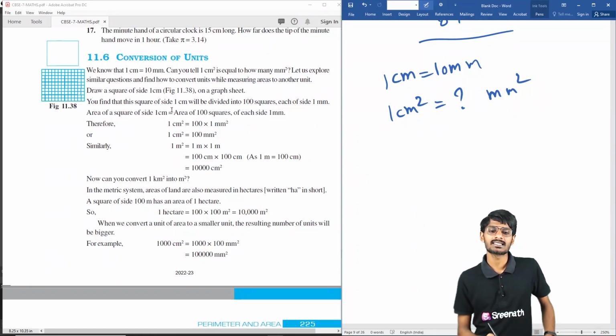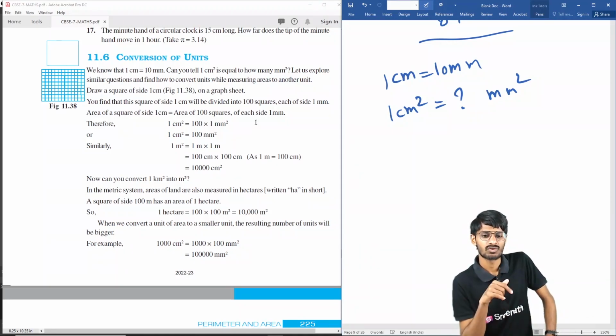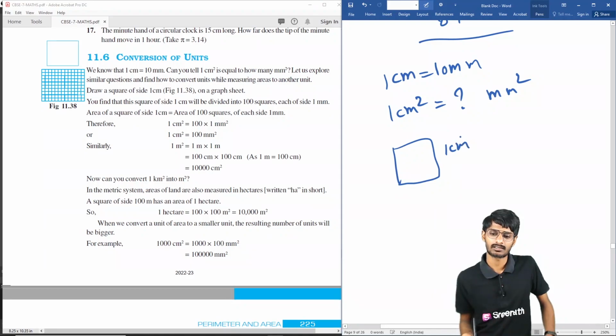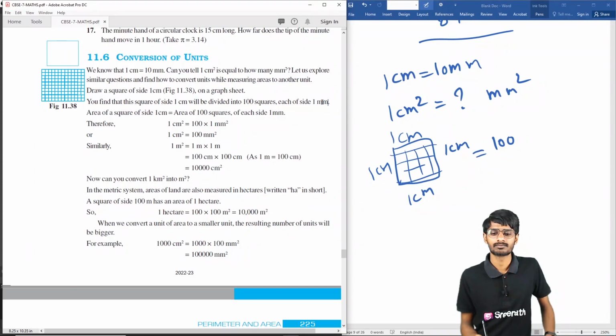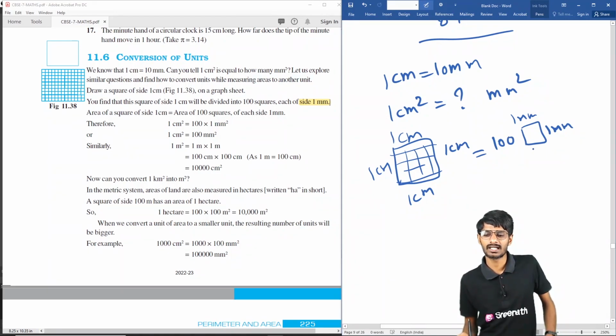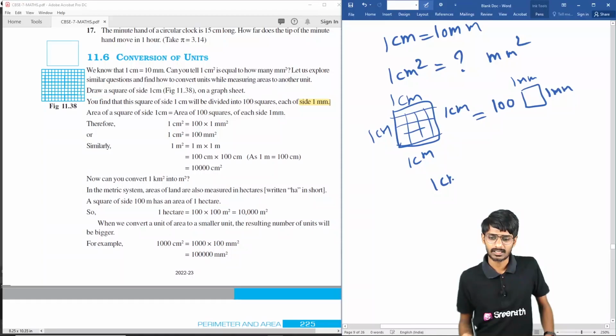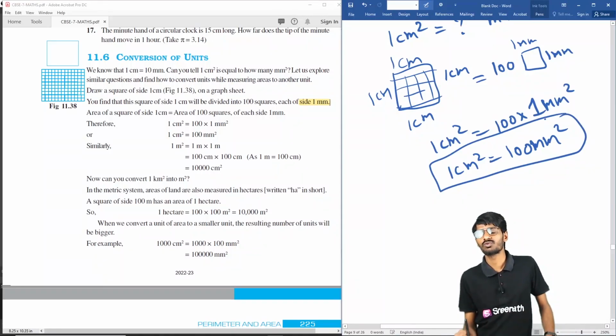A square of side 1 centimeter will be divided into 100 squares, each of whose side is 1 mm. So the area of this is equal to the area of these 100 squares of 1 mm square each. The area of this is 1 centimeter square and the area of this is 100 into 1 millimeter square. So finally 1 centimeter square is equal to 100 millimeter square. This is the relation we are using.